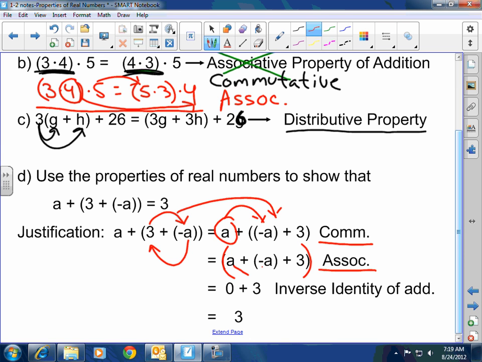Then A plus negative A equals 0. That's the inverse property of addition. And then, of course, 0 plus 3 is 3. And I guess technically that would be the closure property, because 0 plus 3 equals 3, and that is a real number.